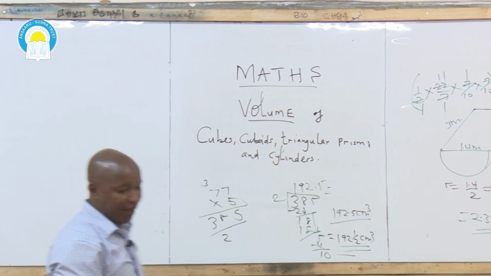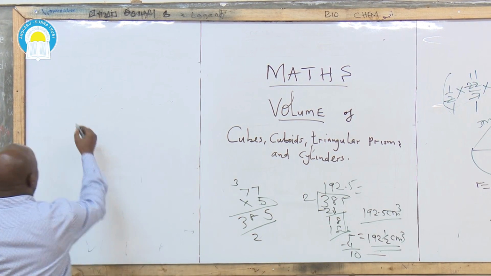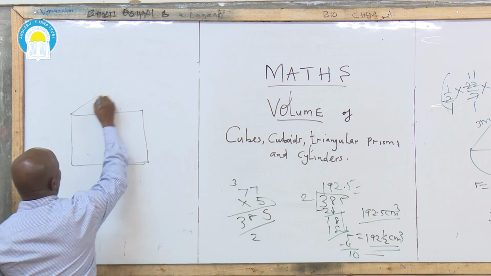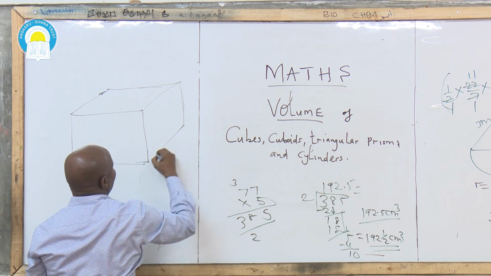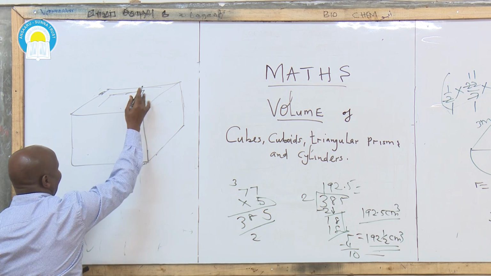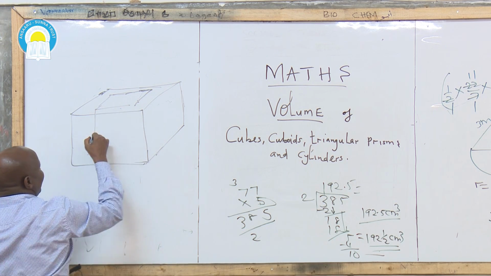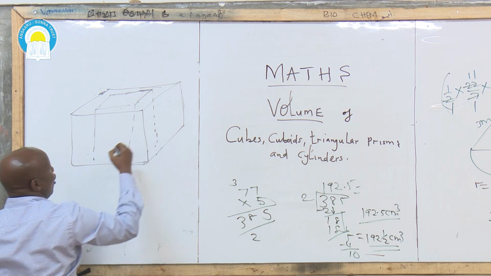Past KCPE question on volume. This one is an open box. That's why you open your eyes, you broaden your mind. An open box like this. Then you are told there is a hole. I repeat, it is open at the top. The box is open.